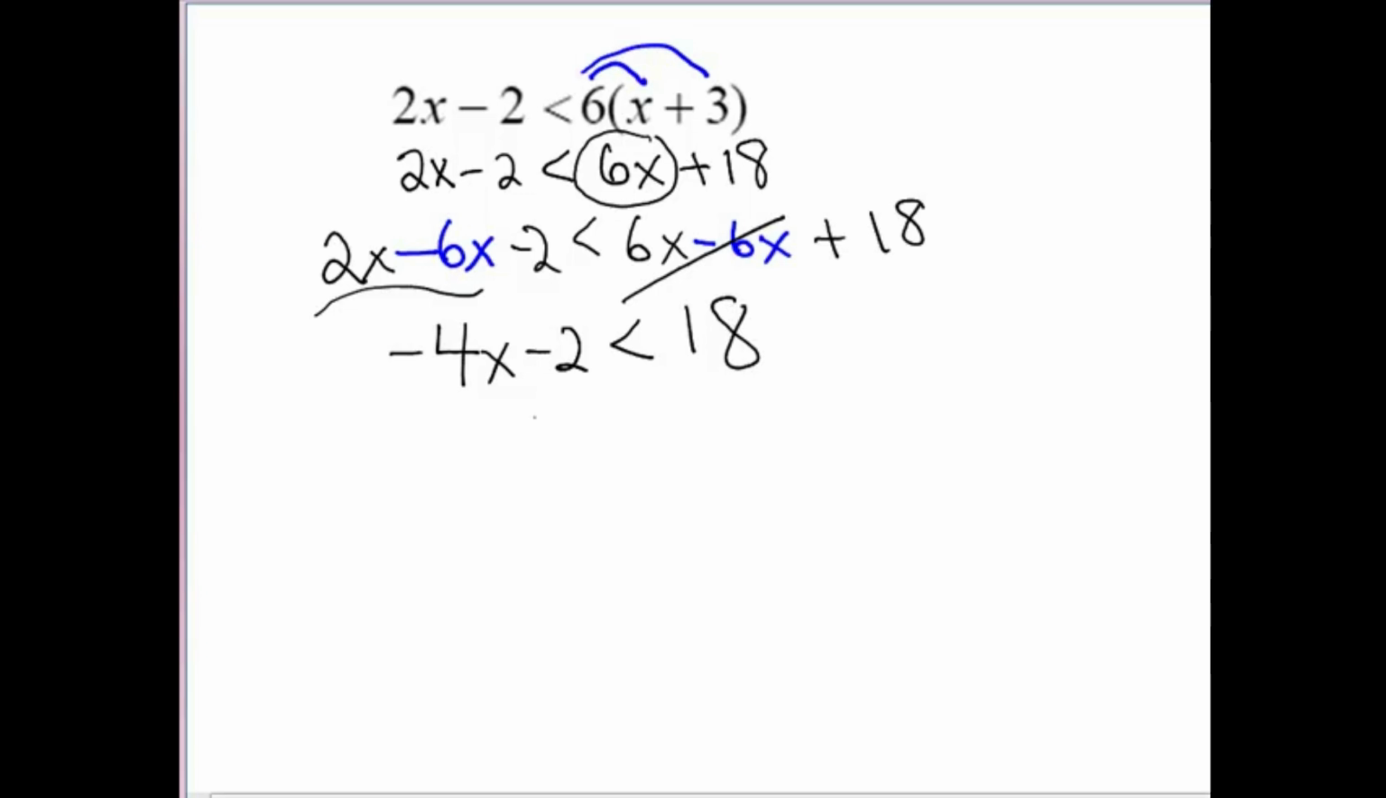And now you have a two-step inequality. So work on this side with the x, and you'll take off the 2. It's subtracted, so we're going to add 2 to both sides. Clean up.